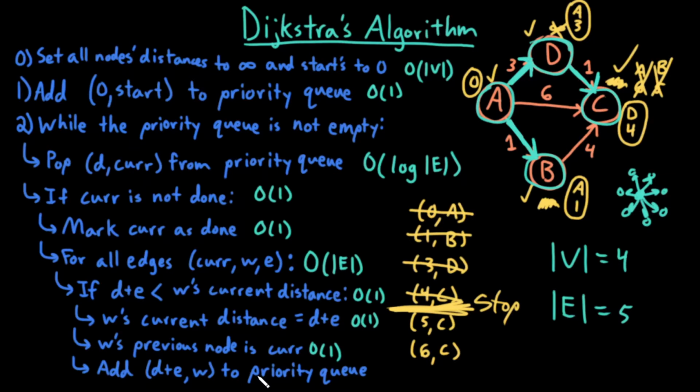Adding something to the priority queue. Again, if I have n elements in a priority queue, adding one element to the priority queue is big O of log n. So technically speaking, without any other information, this single step could be big O of log E. I could theoretically have a priority queue that has all of the other E minus 1 edges. So adding this one would be big O of log E.